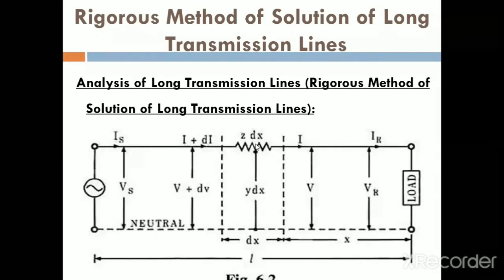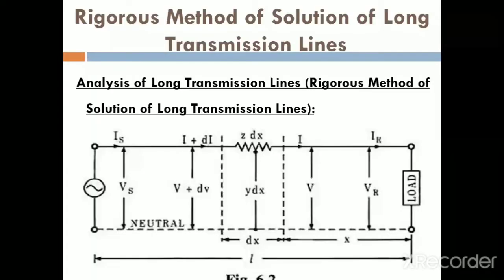I plus dI is the current entering at the small length dx. The total length of this transmission line is L. At the receiving end side, we are taking x meters distance, and from that we take the small length dx. In that small length dx, we have Z dx and Y dx. Z is equal to the square root of R square plus XL square, and Y is equal to the square root of B square plus G square.